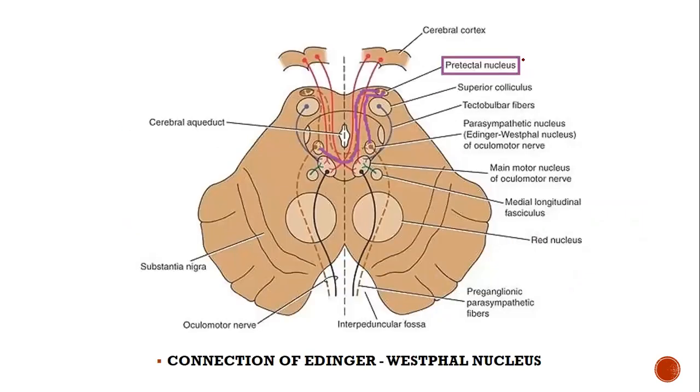This is connected to the pretectal nucleus, which is present right here, and you can clearly see these are the two fibers, of which one crosses over and one remains on the same side. And the fibers arising from the Edinger-Westphal nucleus are the parasympathetic fibers, shown through this brown dotted line, and they run within the oculomotor nerve. So basically in the oculomotor nerve, there are two types of fibers. One is the motor fibers, which originate from the main motor nucleus, and the other is the parasympathetic fibers, which arise from the parasympathetic nucleus of the oculomotor nerve, also known as the Edinger-Westphal nucleus.